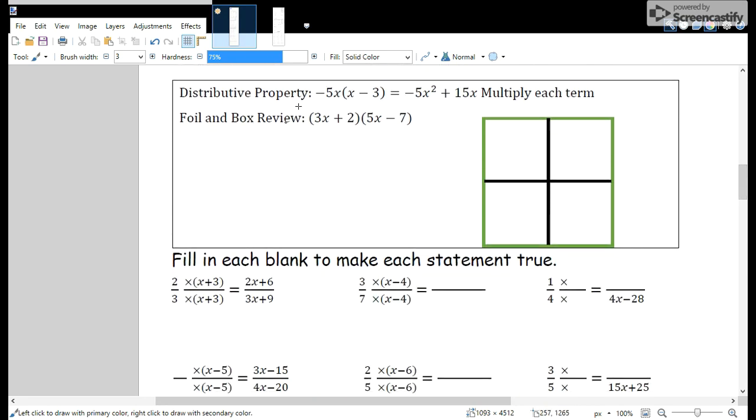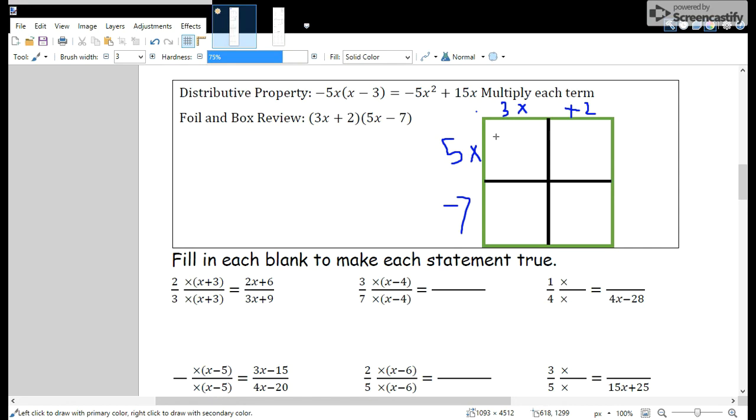Distributive property. You multiply each term by the number on the outside. Let's do a FOIL and box review. So we have 3x plus 2 and 5x minus 7. So we'll put 3x up here and plus 2. And on the side we put 5x and minus 7. Multiply each of these together.